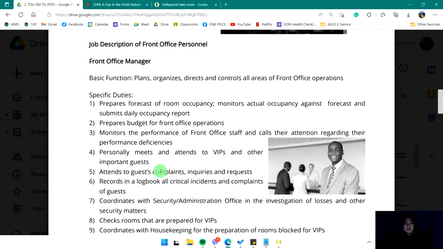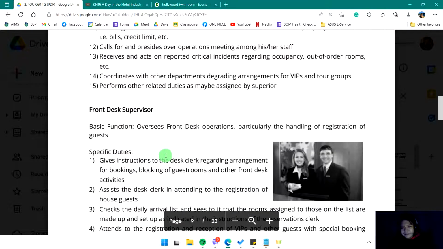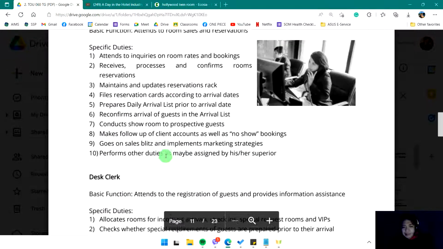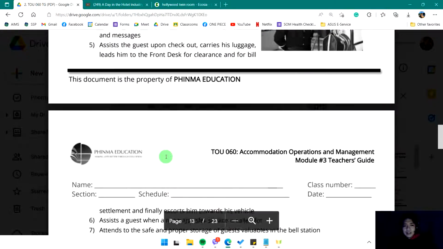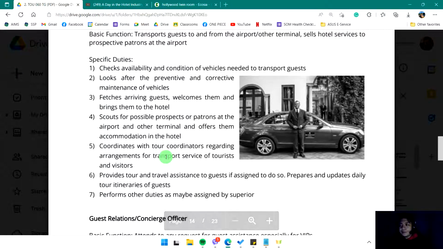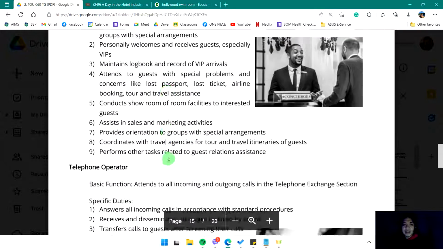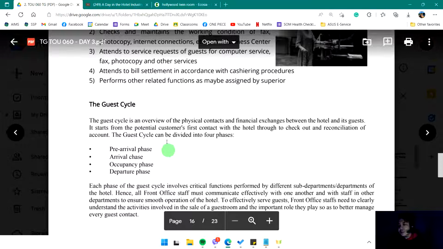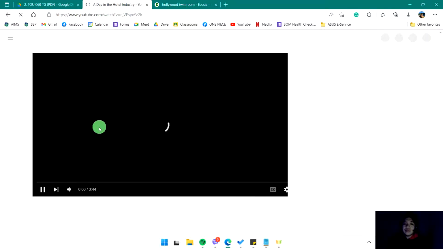Job description. My goodness. You guys can read this on your own. They are basically really straightforward, and you can understand this on your own din naman. Pero I'd like to let you guys watch a specific video that could give you an idea what are the day-to-day roles of people working in the hotel.